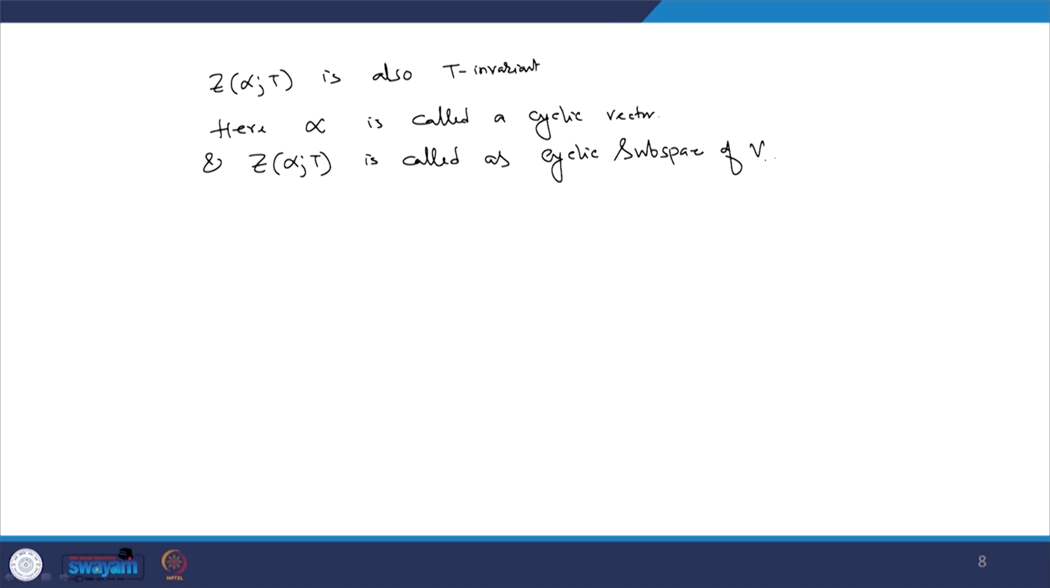So, now let me write down one nice result where this concept of cyclic subspace has been used, and how the space is decomposed as a sum of cyclic subspaces.